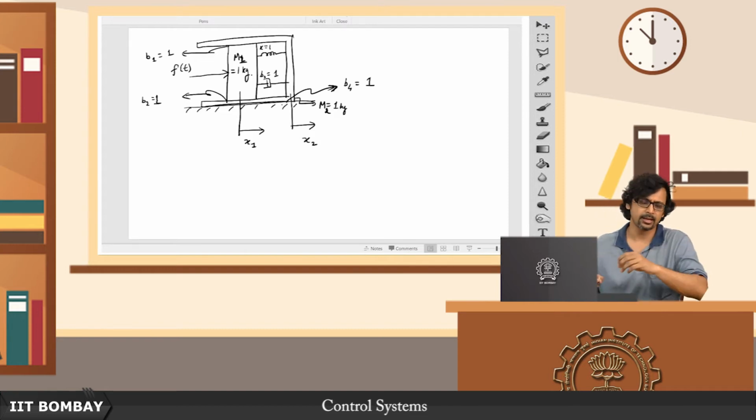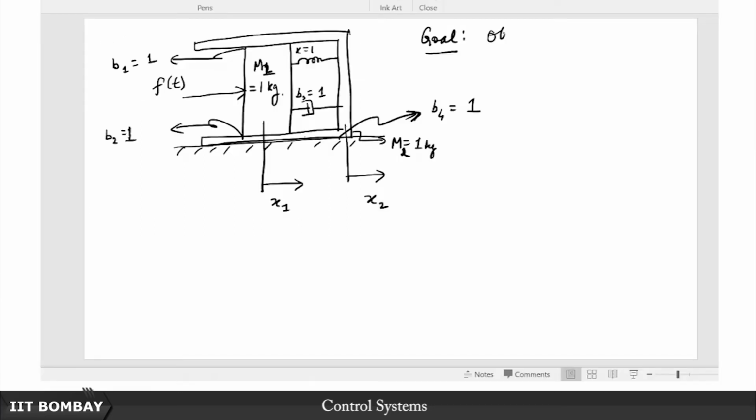Now it seems like a pretty complicated system, and let us say you have been asked, so the goal is to obtain the transfer function X2(s) over F(s). So what is the transfer function between the displacement of the mass m2 when the force f(t) is applied to the mass m1. Okay.